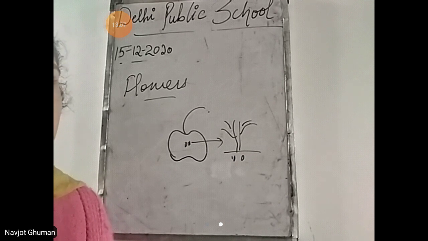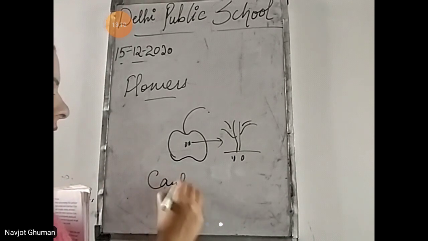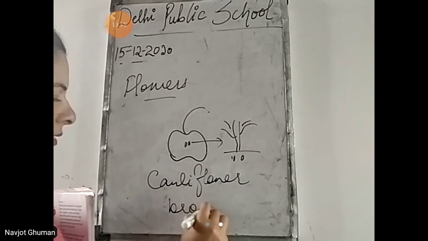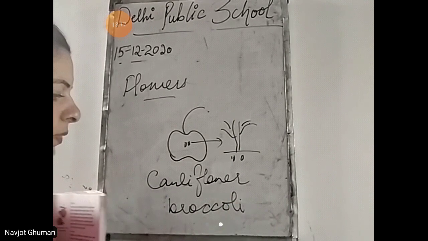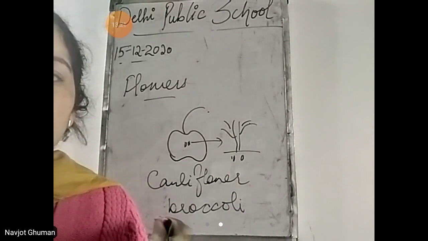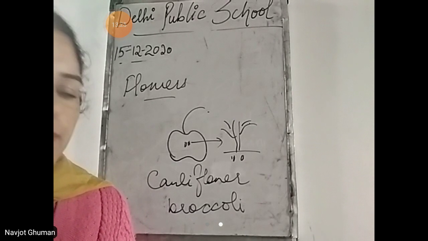Cauliflower, broccoli are the examples of the flowers that we eat. जो cauliflower, गोभी जो आप खाते हो, broccoli, they are the flowers that we eat. They are the flowers that store food and eaten by us. Next part comes your fruits.